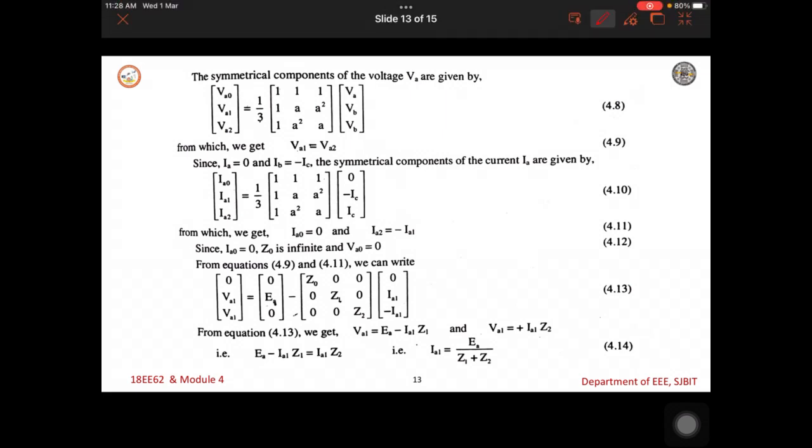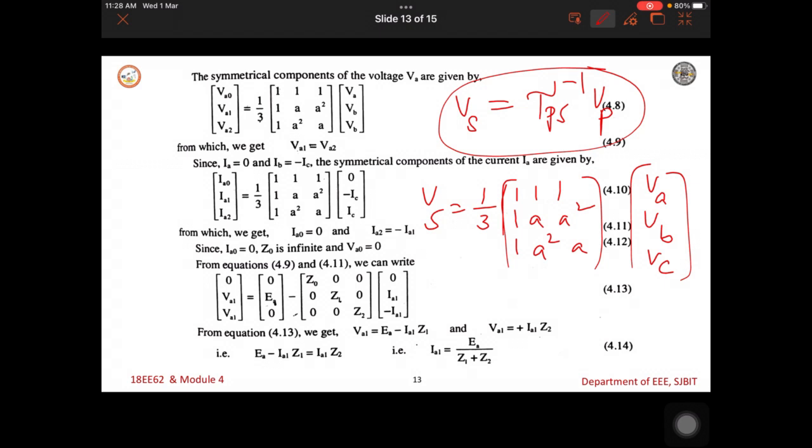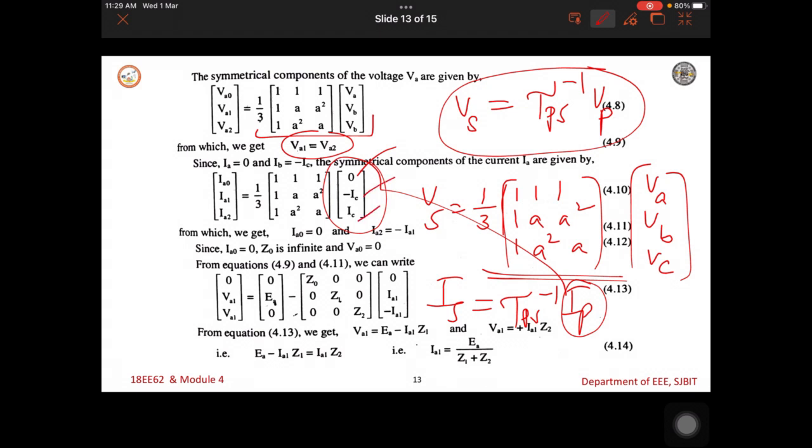Here, we have considered the formula of symmetrical components in terms of T_PS inverse into Vp. This formula we know from the basics. So Vs is T_PS inverse, which is 1/3 of the matrix [1 1 1; 1 A square A; 1 A A square], times the phase voltages VA, VB, VC. It is observed here that VA1 is equal to VA2. Since IA is 0 and IB is equal to minus IC from the observations, and IS is T_PS inverse into IP, with phase currents IA equal to 0 and IB equal to minus IC, if you simplify this, you will get IA1 is equal to minus IA2 and IA0 is 0.